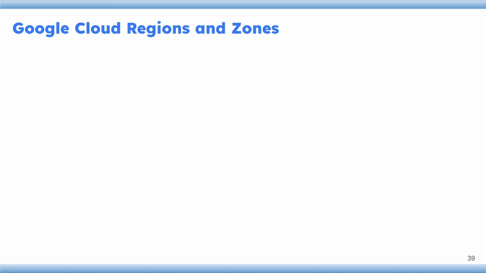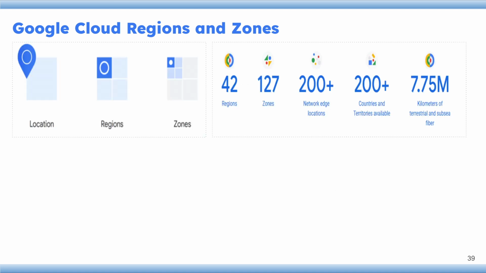Now we will discuss the next one, which is multi-region and global. As of now, we have around 42 regions, 127 zones and 200 plus network edge locations present across 200 plus countries, and the network has a range of 7.75 million kilometers of terrestrial and subsea fiber. So here you can see this is the location, and inside a location we have different regions, and inside one region we will have 4 different zones.